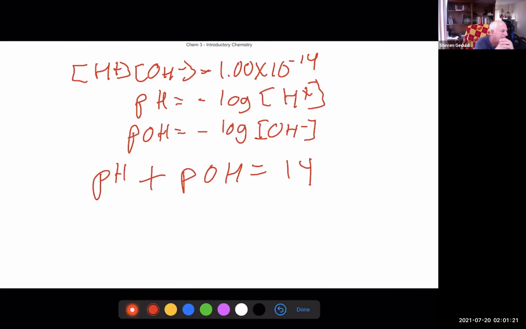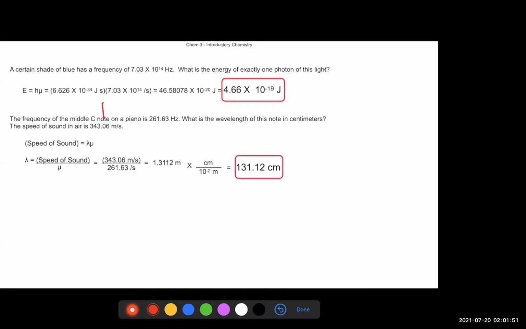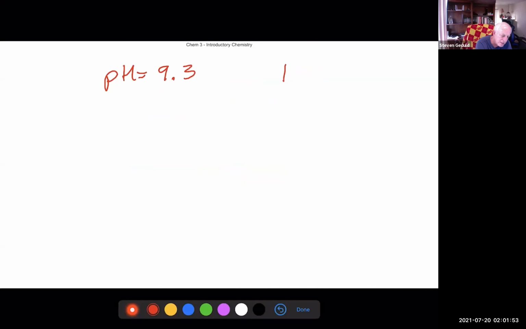What is the pOH of a solution if the pH is 9.3? Okay, we'll do a couple of these. So we have those formulas that we know, right? The pH of a solution is 9.3. Is it acidic or basic? Someone tell me. Basic, perfect. It is greater than 7. Greater than 7 is basic, less than 7 is acidic.